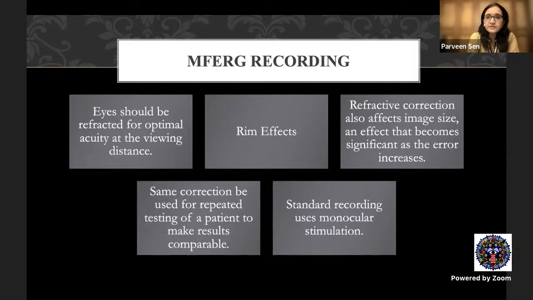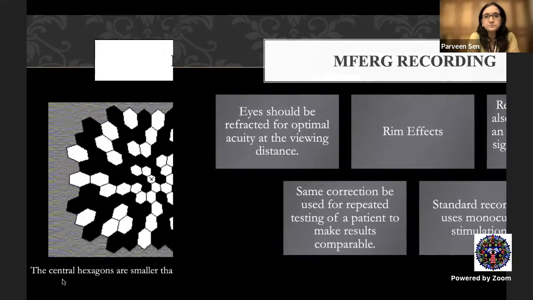Also, high myopia will result in minification of the image size, so the response will be different in these patients. Next time when you do multifocal ERG of the same patient, you must remember to use the same refractive error correction, only then will these responses be comparable.